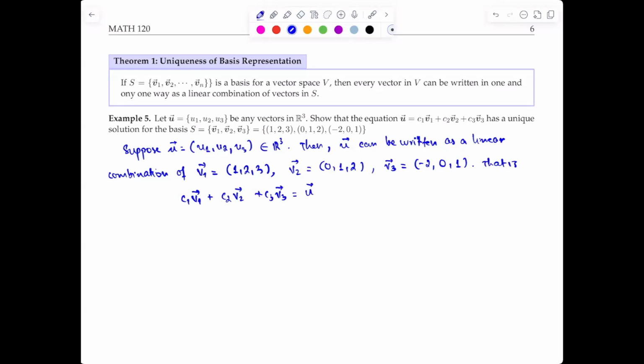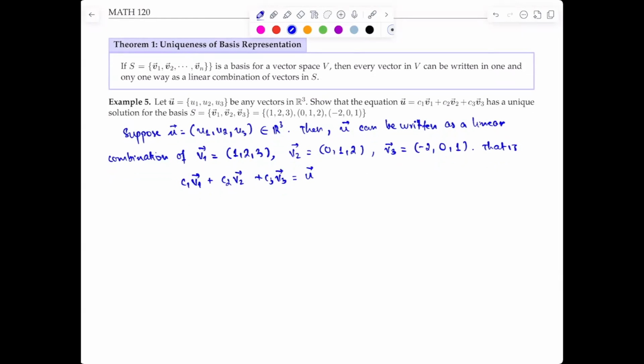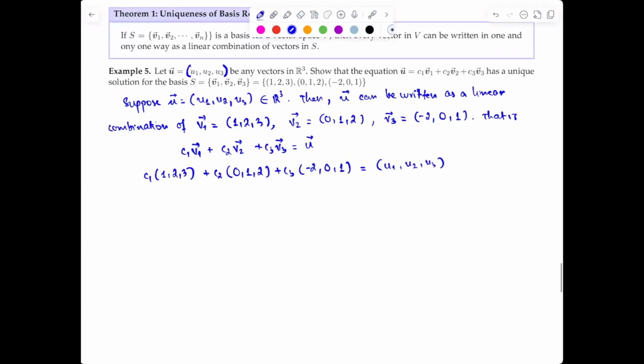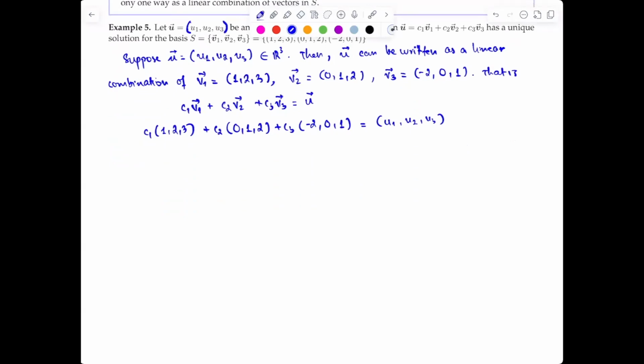So you know the values of v1, v2, and v3. You also know the representation of u, which is equal to (u1, u2, u3), in this case it should be parentheses, not curly brackets. All right, so c1 times the vector (1, 2, 3) plus c2 times the vector (0, 1, 2) plus c3 times the vector (-2, 0, 1) is equal to the vector (u1, u2, u3). From here, you can form a system of linear equations.